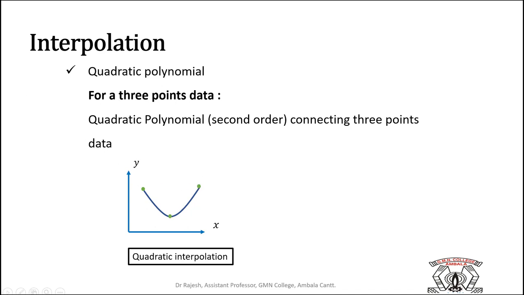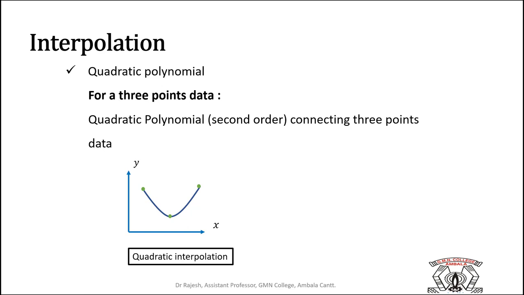Say this point is, if I say point number 1, and this is point number 2, and this is point number 3. So these 3 points are connected through a quadratic polynomial, and this type of interpolation is called quadratic interpolation. So that is quadratic interpolation.